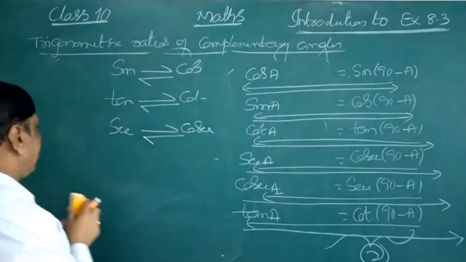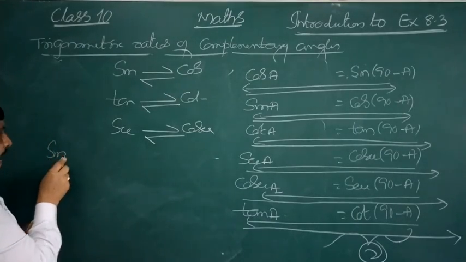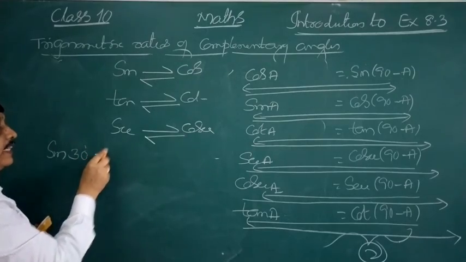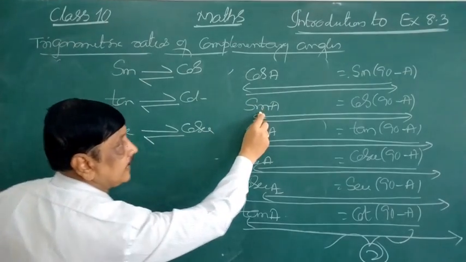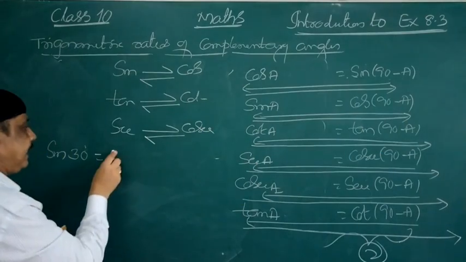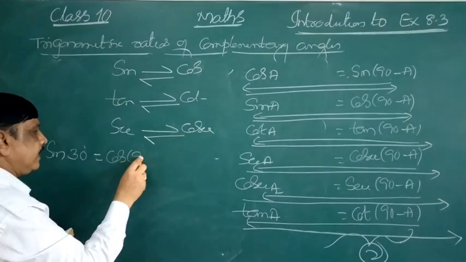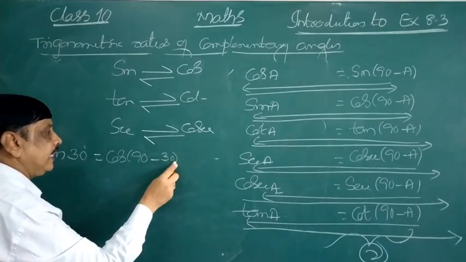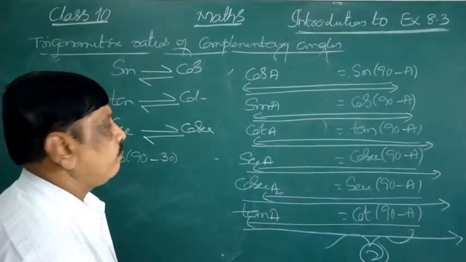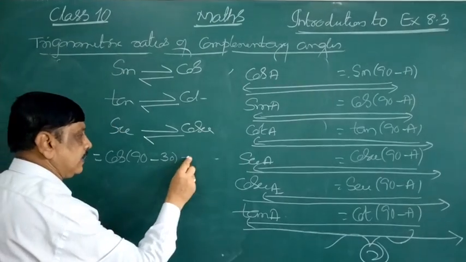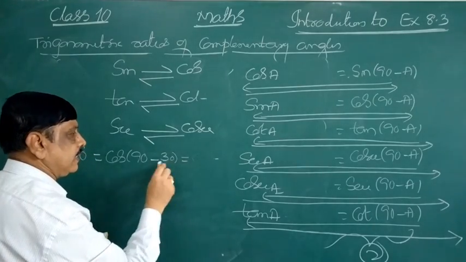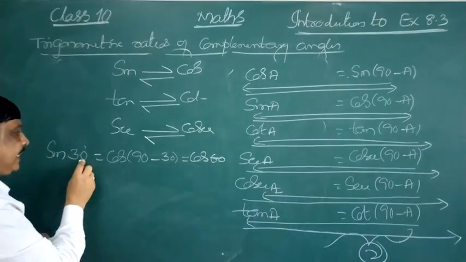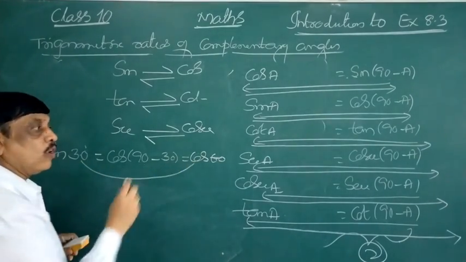Now let us see an example here. Suppose I have sine of 30 degrees. Sine 30 degrees can be written as cos of 90 minus A, that is cos of 90 minus A where A is 30 degrees. Is it right? So 90 minus 30 is 60. So that is equal to cos 60. Sin 30 equals cos 60.